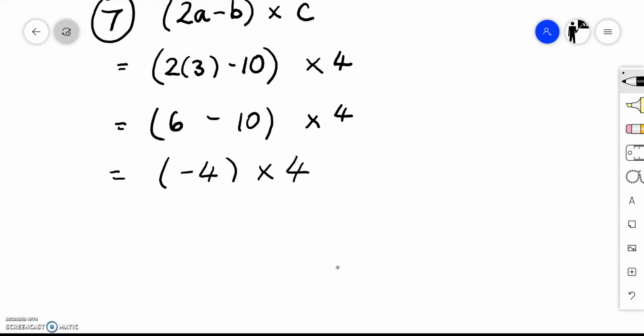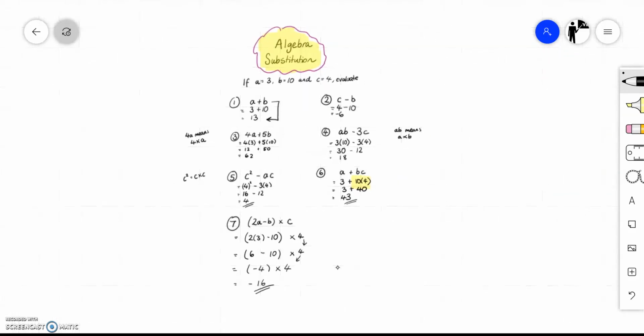And if we multiply that by 4, because we've just brought that down to the next line, negative 4 times 4 is negative 16. Those are a few examples of how we look at algebraic substitution.